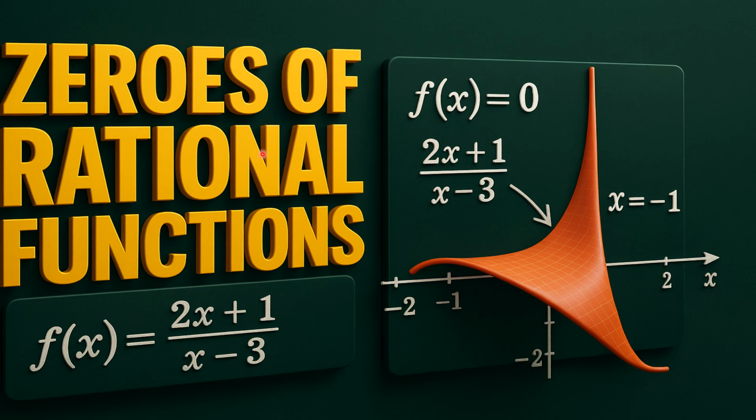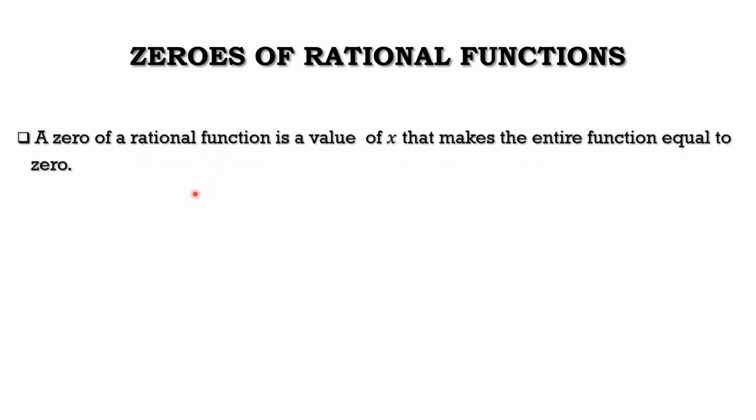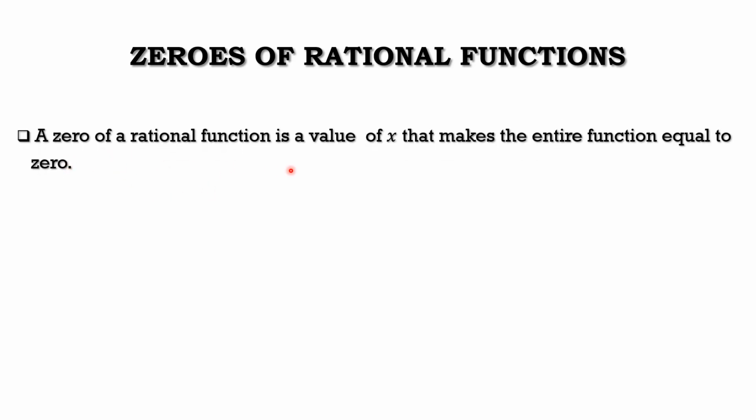Now let's proceed to the understanding of zeros of rational functions. A zero of a rational function is a value of x that makes the entire function equal to zero.